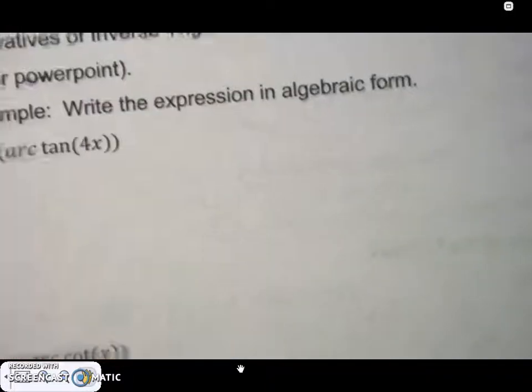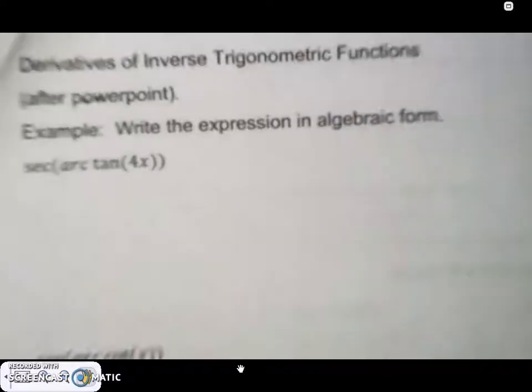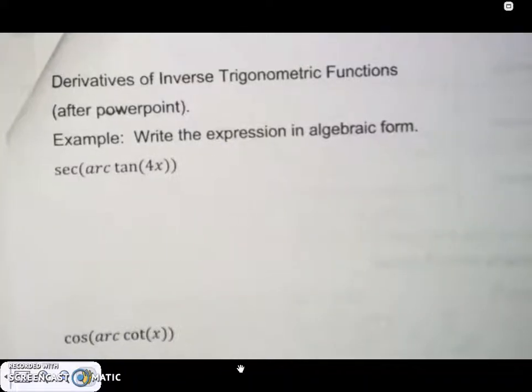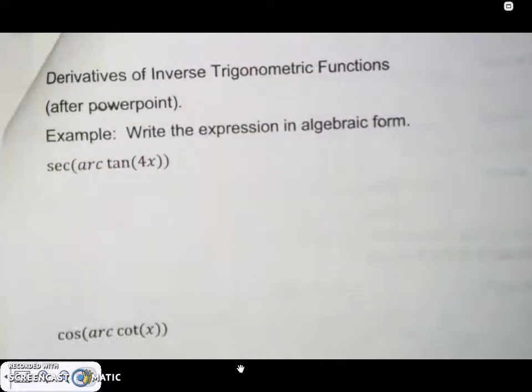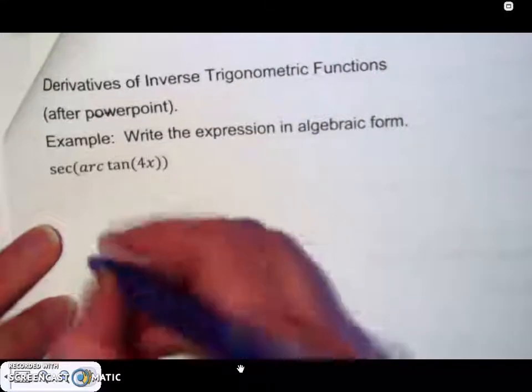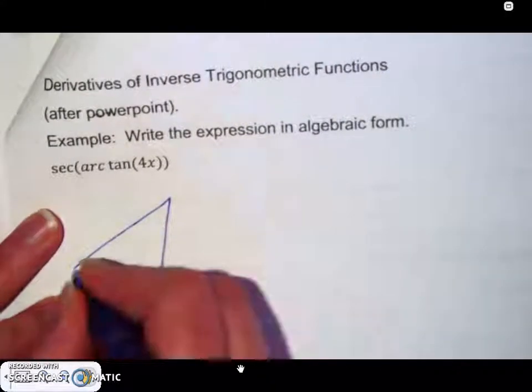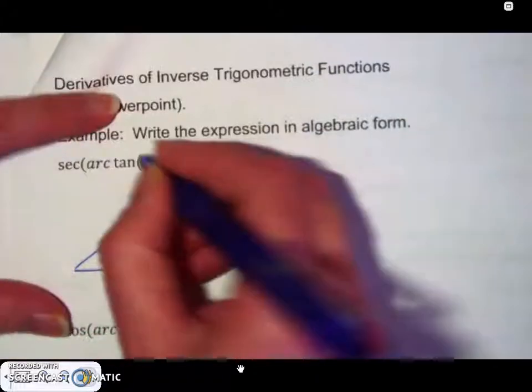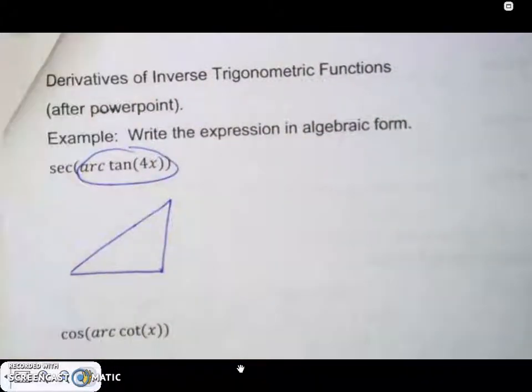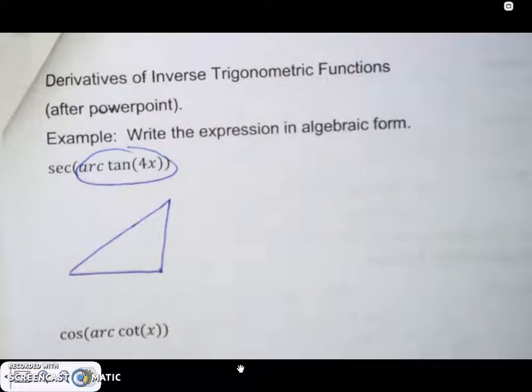Okay, so this is going to be one. Let me make it a little bit smaller. We're going to find the secant of the angle whose tangent is 4x. So the first thing we're going to do is draw a triangle. And this is the angle whose tangent is 4x, and that's what I'm going to draw.